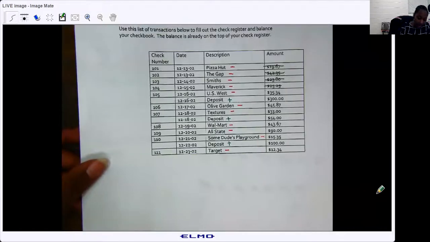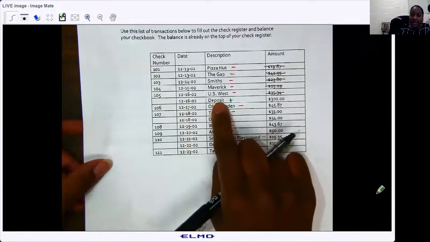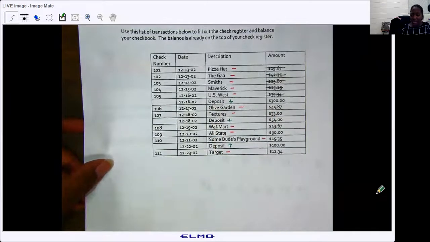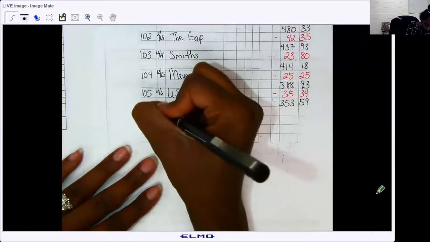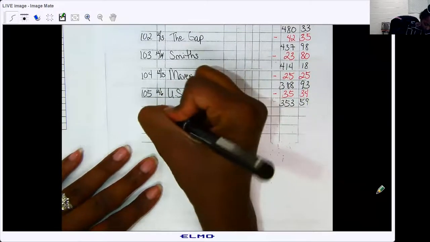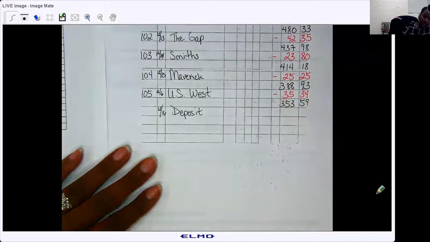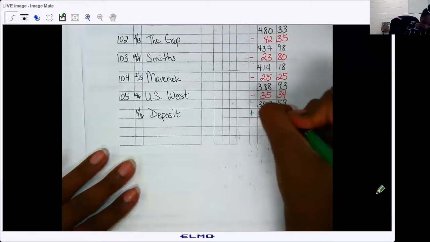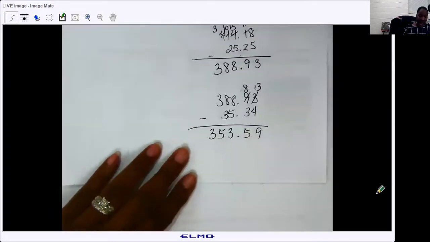Are we? Yes, we are. On 12/16, we are depositing, meaning we're adding $300 to our account. We probably got paid. Yay. So on 12/16, we made a deposit. And because it's a deposit, we are adding $300 to our account. Okay. So we finally get to add.